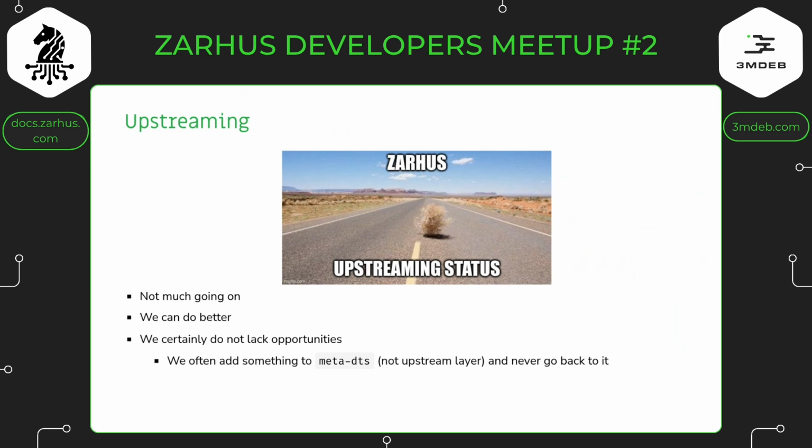We often add something to MetaDTS. We have a lot of recipes there. We don't add them to upstream layers. We add them to our layer directly and often don't go back to upstream them. If we did that in the first place, they would probably be upstreamed at some point. So I think that should also be one of our goals, to work on this area and hopefully have some success story here.